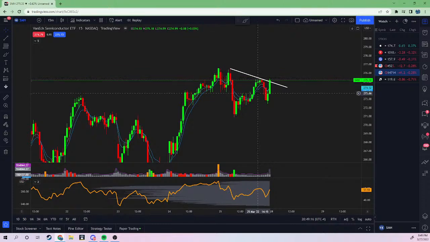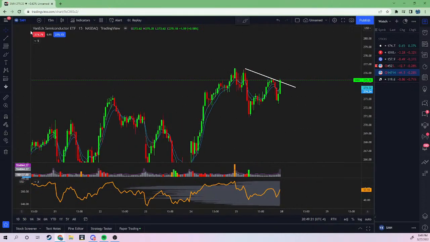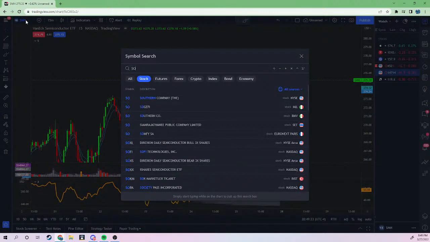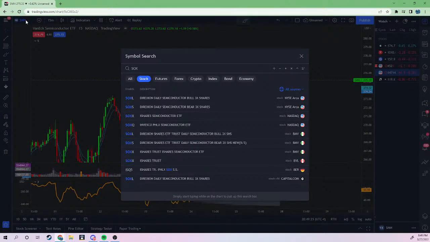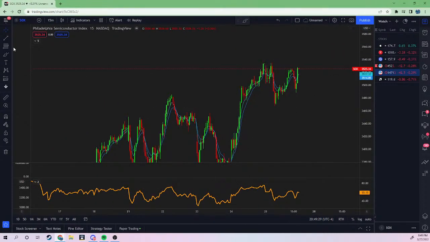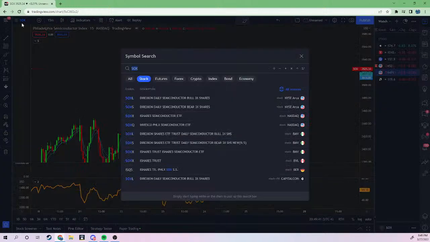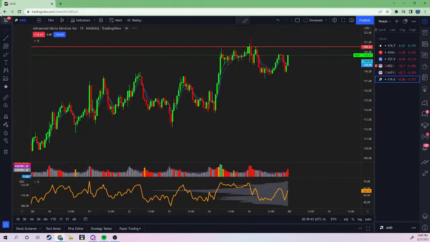So right here, you guys can see SMH closed above this downtrend that it was having. Even better, if you want to go to SOX, this is the other semiconductor ETF. We'll go here. Closed above. We're getting a retest here, right? So what is this telling us for all chips? We're probably going to get a retest of this downtrend on SMH. What's that telling us for AMD?